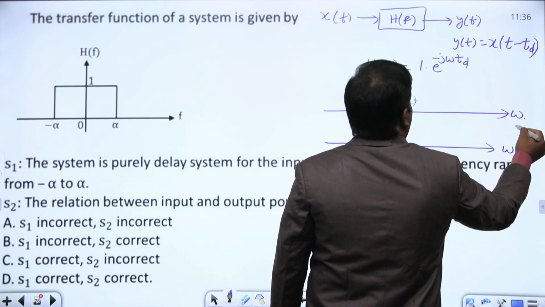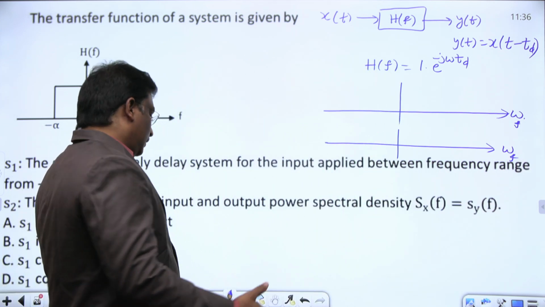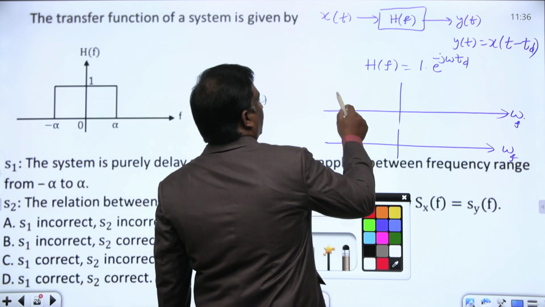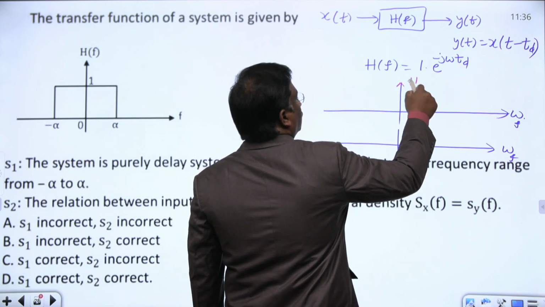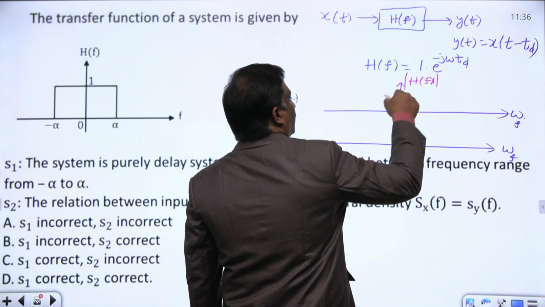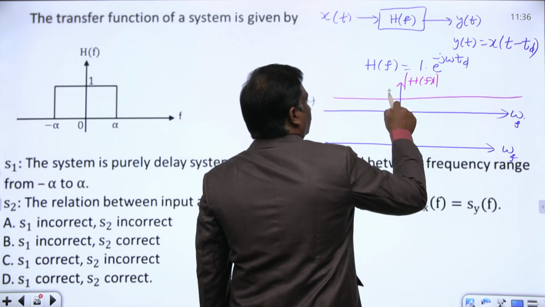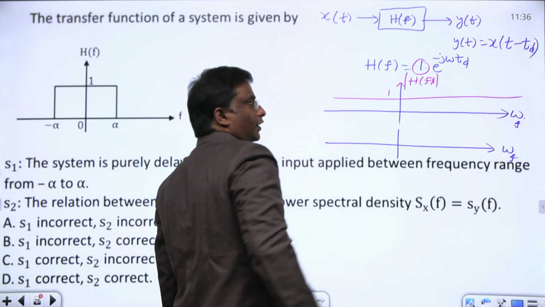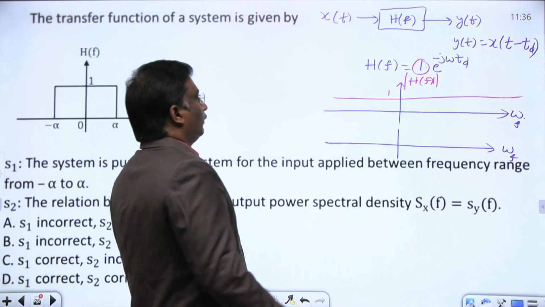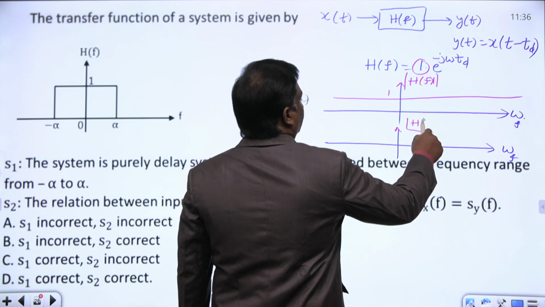Omega or f. Omega means 2 pi f only. If I plot this magnitude function, magnitude of h of f or h of omega, if I plot this magnitude here, this seems like an all pass filter, constant everywhere, one only, irrespective of the frequency. We will get the response like an all pass filter. And if I plot the phase response, angle of h of f.